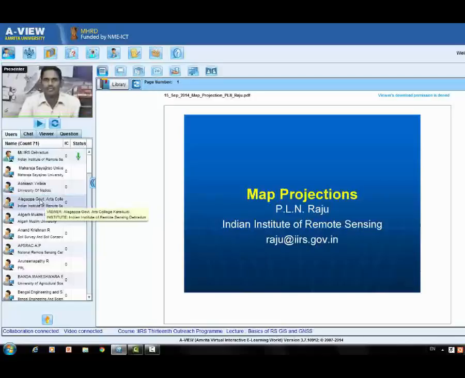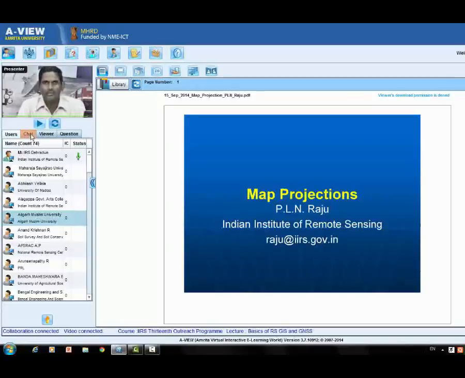Today I am going to speak on map projections. When we generate themes in a GIS, those maps will be brought into a certain coordinate system, certain projections. The coordinate system we assign and the projections we project also depend upon the project definition. So when we start any work, you have to define your project: in what projections you are going to make the maps, and what coordinate systems we are going to use.